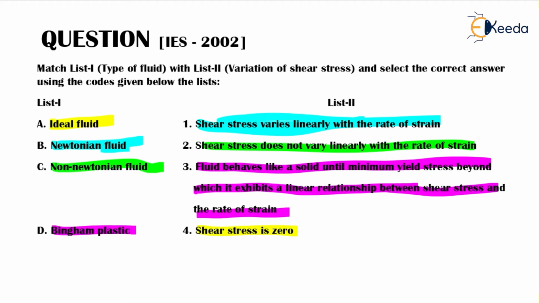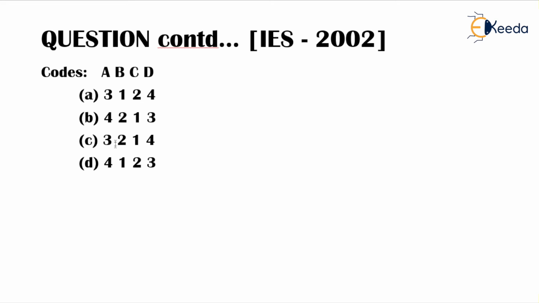Correct. So the options will be A4, B1, C2 and D3. So we can write 4, 1, 2, 3. 4, 1, 2, 3 must be the right code. So 4, 1, 2, 3 we are getting in this last option, option D. So this option must be the correct one.